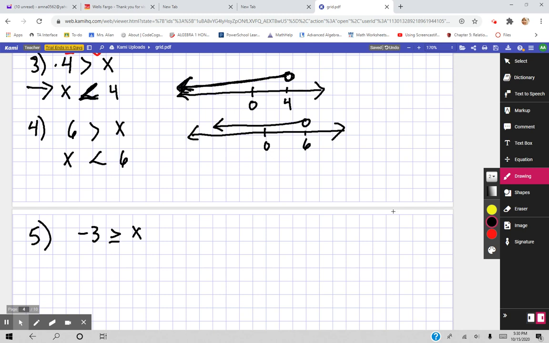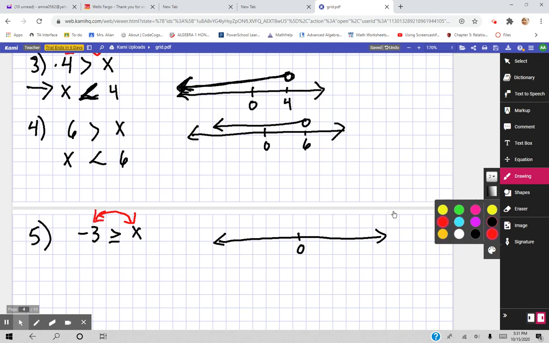Go ahead and try that one. So you're going to swap these two or flip them. So x will be here, negative 3 will be here. As a result, we have to flip the inequality to keep this statement true. Okay, so negative 3 will be somewhere to the left. It'll be closed, and negative 3 or less is our solution set.